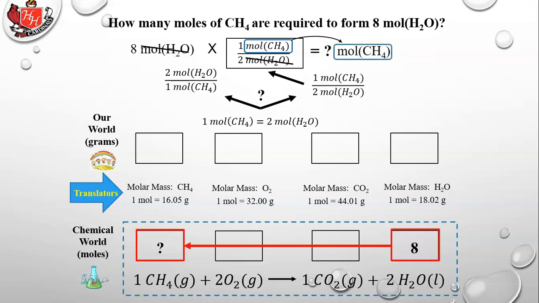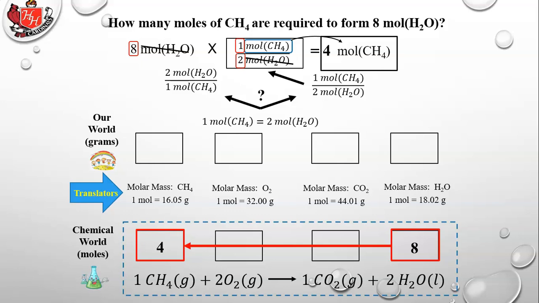So it's going to be 8 times 1 divided by 2. Okay, and that would equal 4. And there it is. So to produce 8 moles of H2O, you require 4 moles of CH4. So we can go down to the bottom to our graphic organizer if you so choose. You already have the answer, but you can replace that question mark with a 4. And there it is. So it takes 4 moles of CH4 to produce 8 moles of H2O.